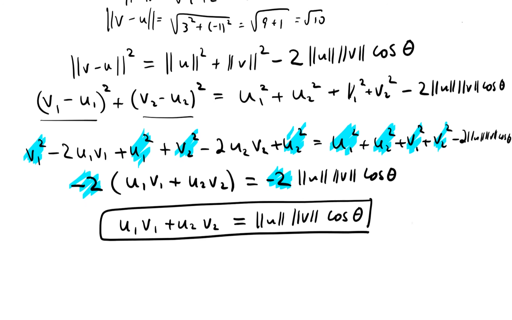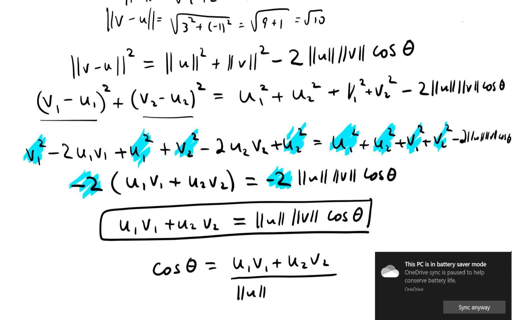If I want to get the value of theta, all I need to do is solve for theta. So cos of theta is u1 v1 plus u2 v2 over the product of the norms. Okay.